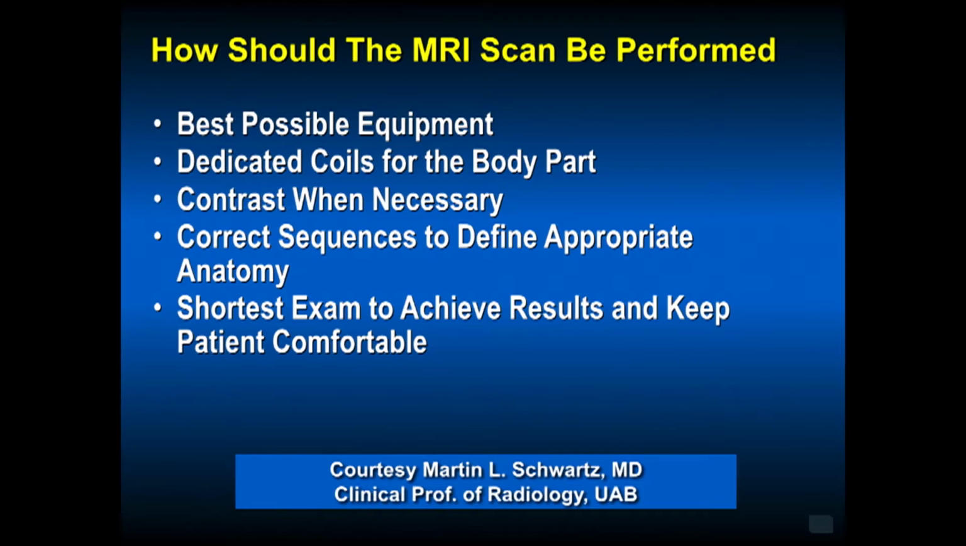How should the MRI scan be performed? You need the best possible equipment, dedicated coils for that body part, contrast when necessary, and correct sequences to define appropriate anatomy. This is something where you have to have a radiologist that knows the musculoskeletal system and can set these up for the busy practitioner. The shortest exam to achieve results and keep the patient comfortable.